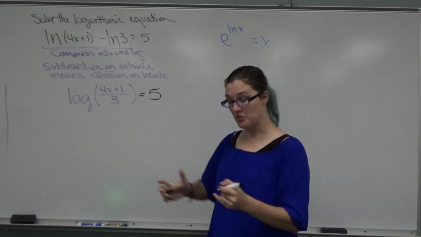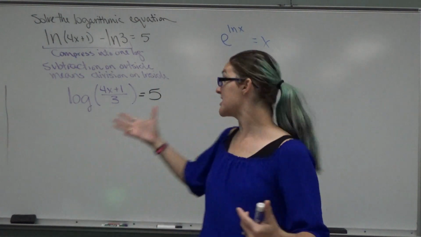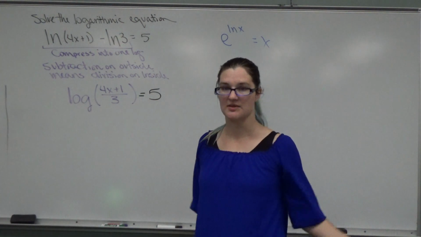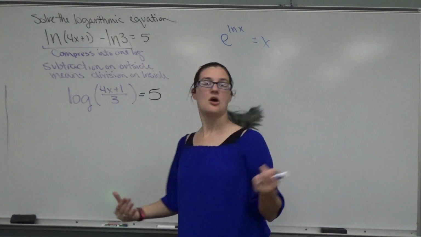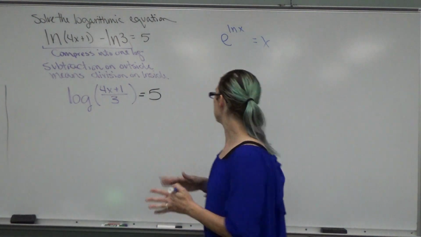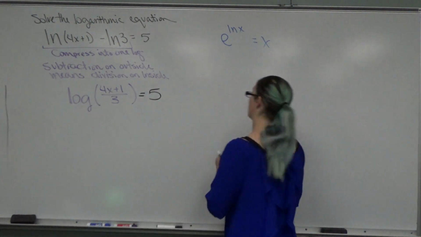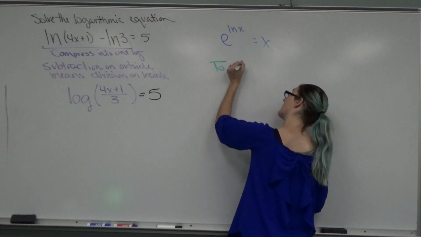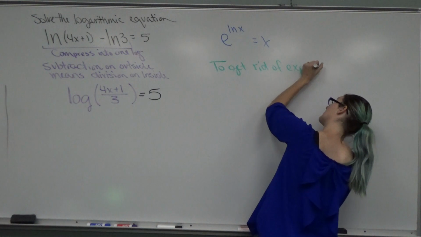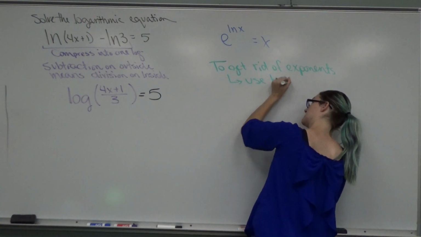Now that we have just one log, we're going to work on getting rid of it. Now there's actually 2 ways that we can get rid of it, and it depends on how you think about things mathematically as to how you would want to get rid of it. The way I like to get rid of it is I use exponents. And so I have this rule of thumb that says to get rid of exponents, use logs.